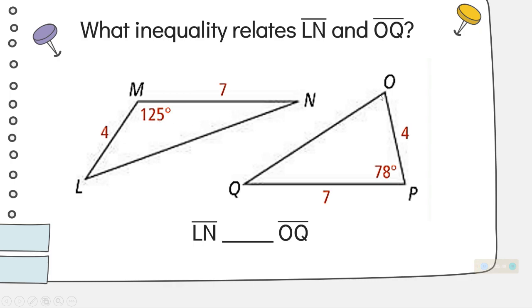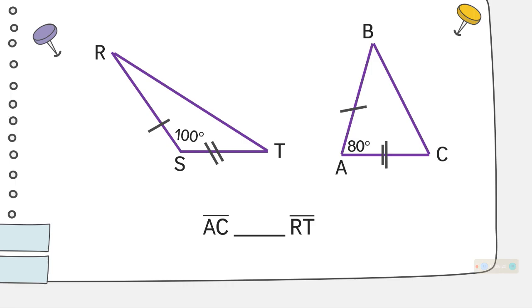Here is our OQ, and the opposite angle is 78 degrees. So, therefore, how are you going to relate these two segments? That's correct. We have segment LN is greater than segment OQ because the opposite angle of segment LN is greater than the opposite angle of the segment OQ. Okay? Question? Next.